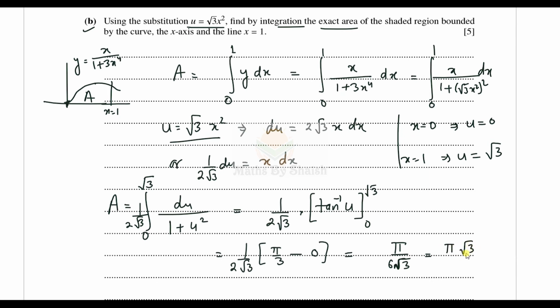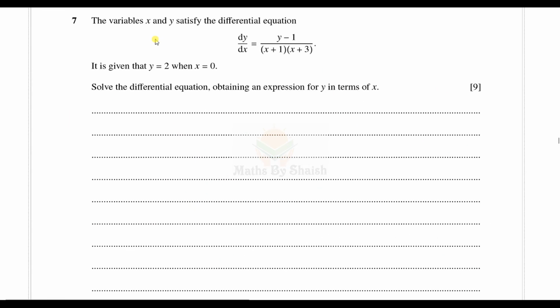So pi root 3 upon 3, root 3 into root 3 is 3, 3 6 are 18. So that is the area bounded by the curve and the x-axis, and the line x is equal to 1. So I hope it is okay. So let's do the next question.